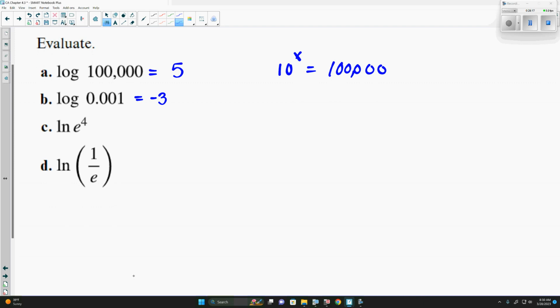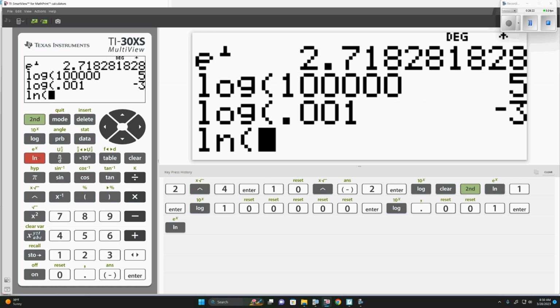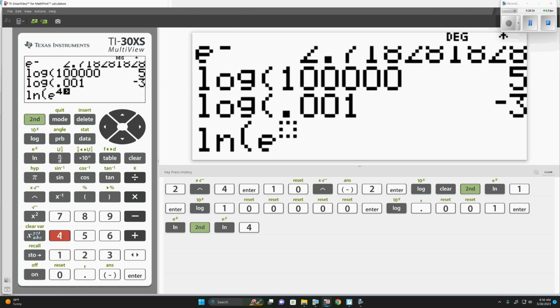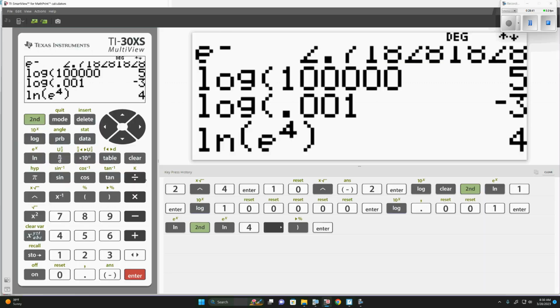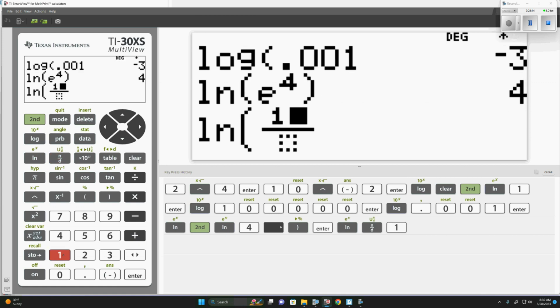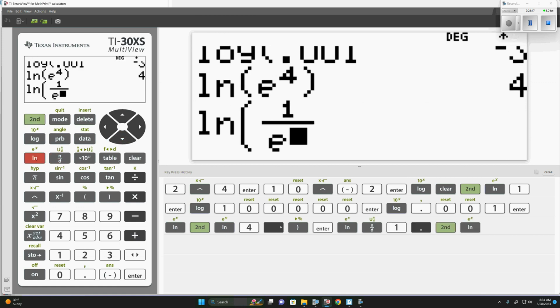ln of e to the fourth. ln of e to the fourth is 4. ln of 1 over e. Now, I'm going to go on and hit enter. It's going to give us an error. I'm going to tell you that just from the get-go.